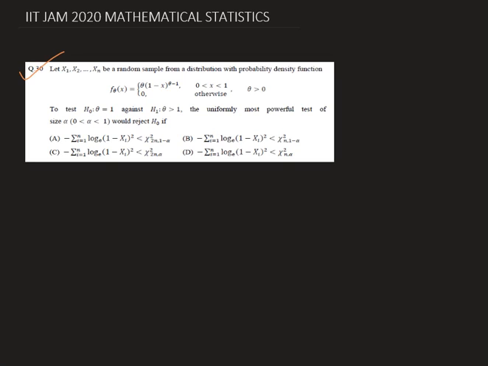We are given a random sample of size n from a distribution with PDF f theta x, which is theta multiplied by (1 minus x) to the power theta minus 1 whenever x is 0 to 1, and 0 otherwise, for theta greater than 0. Now to test H naught: theta equals 1 against theta greater than 1, the uniformly most powerful test of size alpha, where alpha is between 0 and 1, would reject H naught if, which of the given options is right. We need to find that.